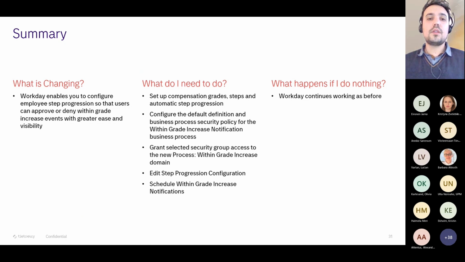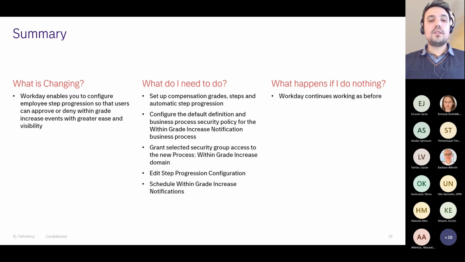In terms of configuration, there is some configuration to do. Of course, you need to have and set up compensation grade steps in your grade or grade profile and automatic step progression. You have a new business process, which is called within grade increase notification. So you need to configure the default definition and update the security policy. You have a new domain called process within grade increase that you need to also grant the security access. It's a user base, so mainly assigned to compensation administrator or HR admin.